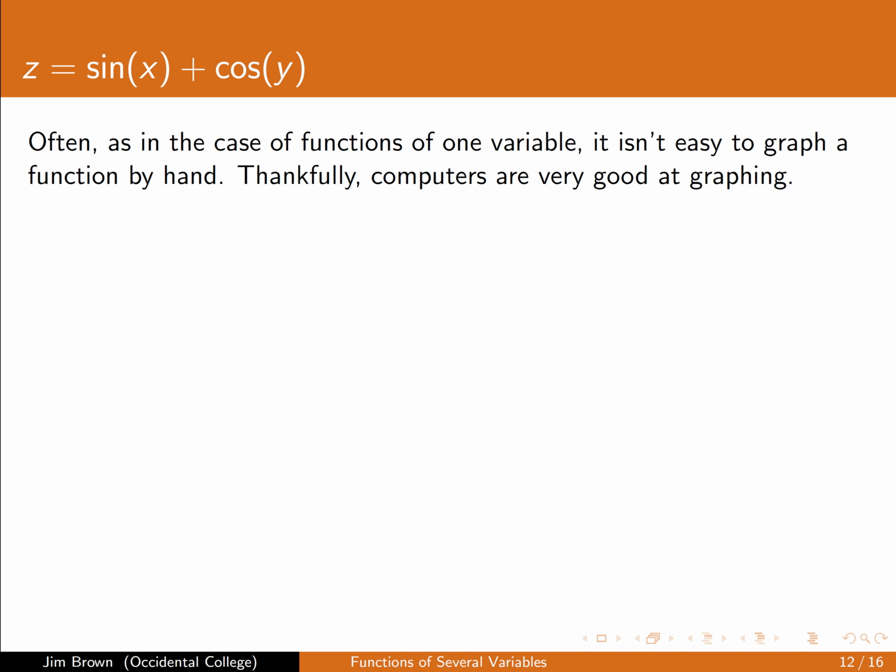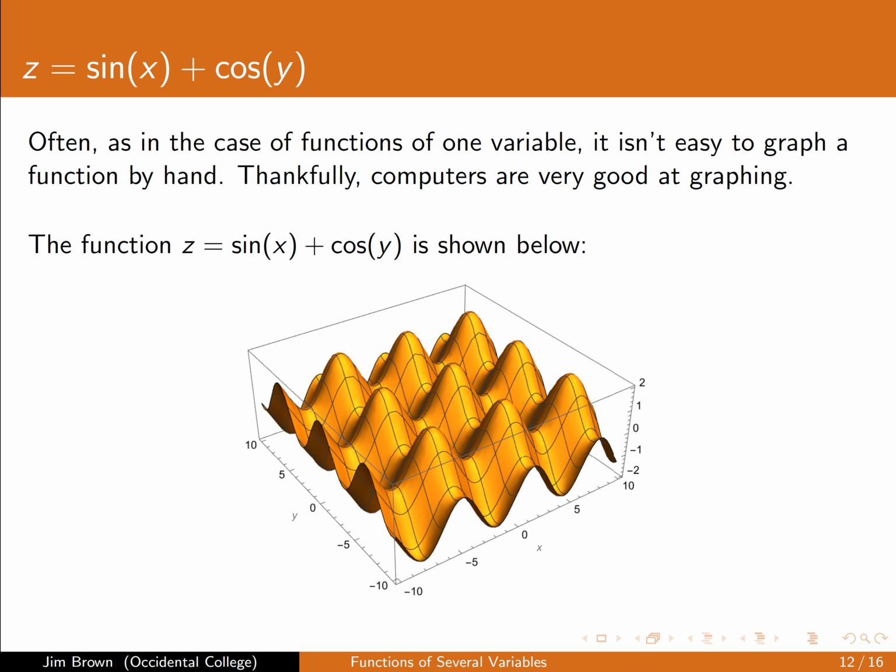It's not always easy to graph functions. Just like if I gave you a random function in one variable, a lot of times you have to use a calculator or a computer to graph that. Same thing here. It's not easy to graph a random function that you're given, but computers are very good at this. For example, if we look at the function z is equal to sine x plus cosine y, it doesn't look like a particularly complicated function, but this is what the graph looks like. You can see it's waves in each direction, but it looks like a mess as well. It wouldn't necessarily be super easy to graph by hand.